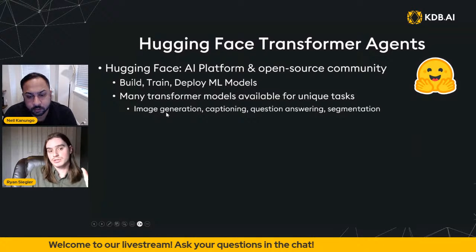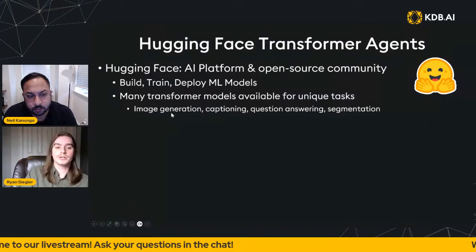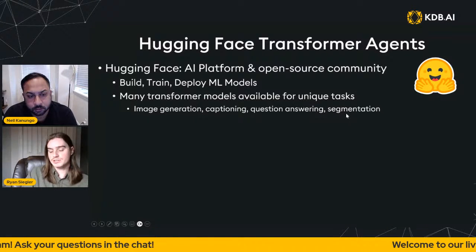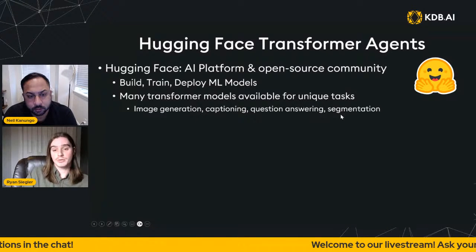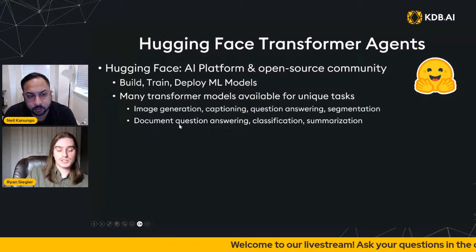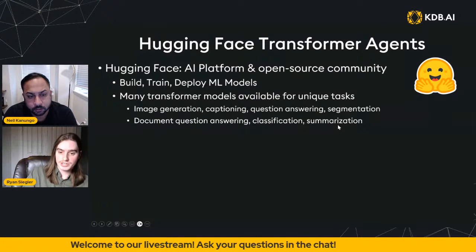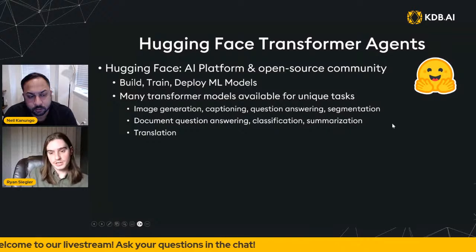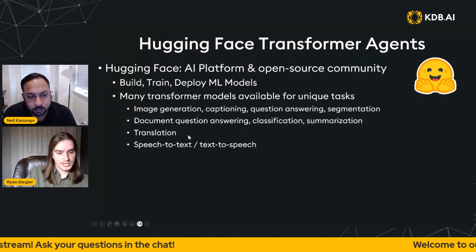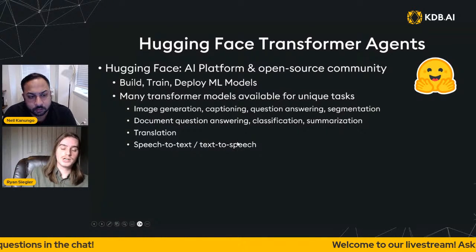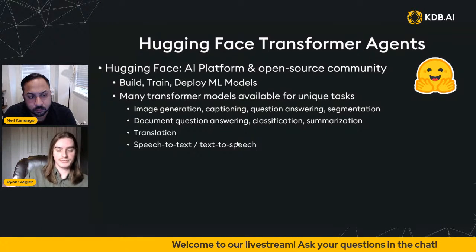For example, you could use a transformer model to do image generation or image captioning and question answering, image segmentation. And then on the document side of things, you can do question answering on documents, classification, summarization, sentiment analysis, I'm sure as well, translation, speech to text, and text to speech. So the point is, there's a ton of different models out there that do a ton of different things.